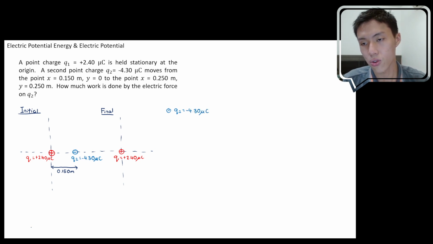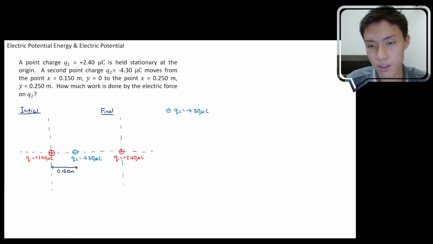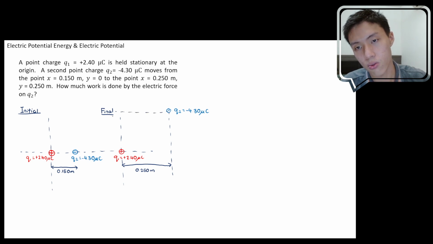Let's label it first. The distance from here to here is 0.250, and the distance from here to here is also 0.250.